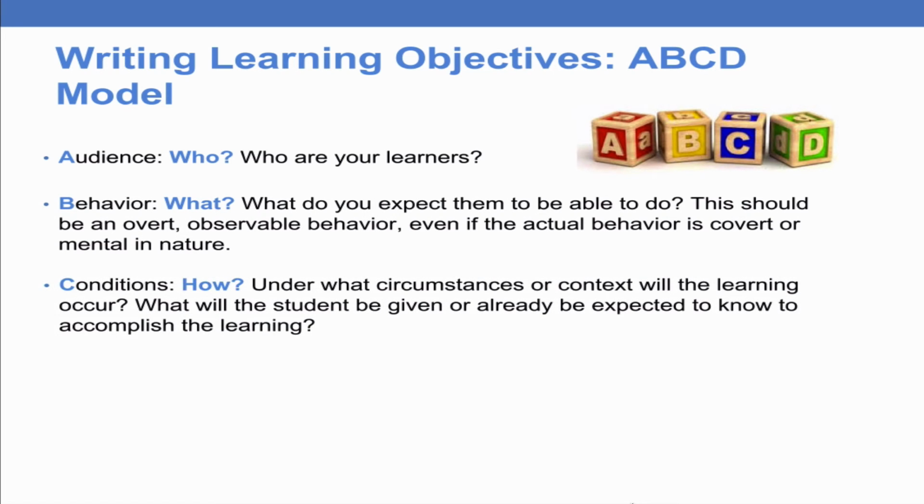The C is for condition. For how? Under what circumstances or contexts will the learning occur? What will the student be given or already be expected to know to accomplish the learning?